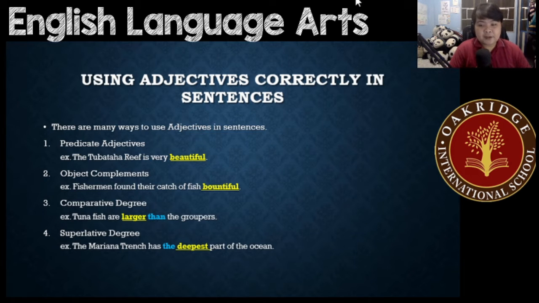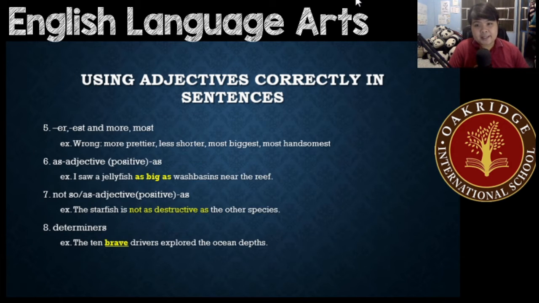And for superlative degree, don't forget also the one in blue there. The Mariana Trench has the deepest part of the ocean. Don't forget the word the. Next, the -est and more and most. Do not, I repeat, do not use two of these together. Examples: more prettier, less shorter, most biggest, most handsomest.